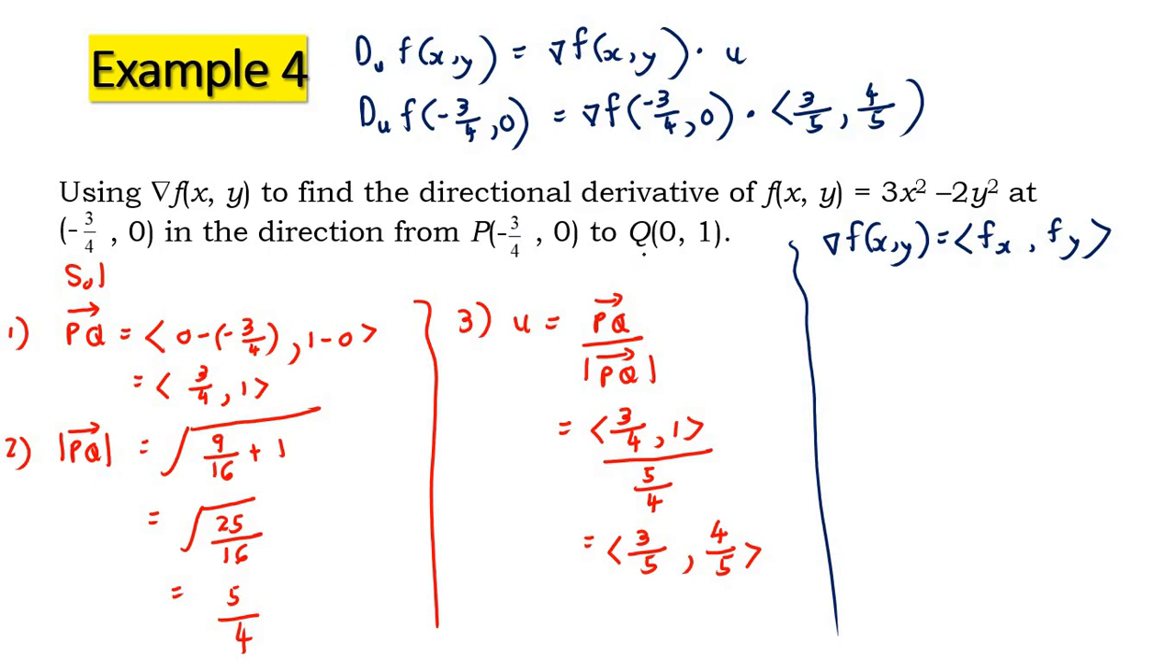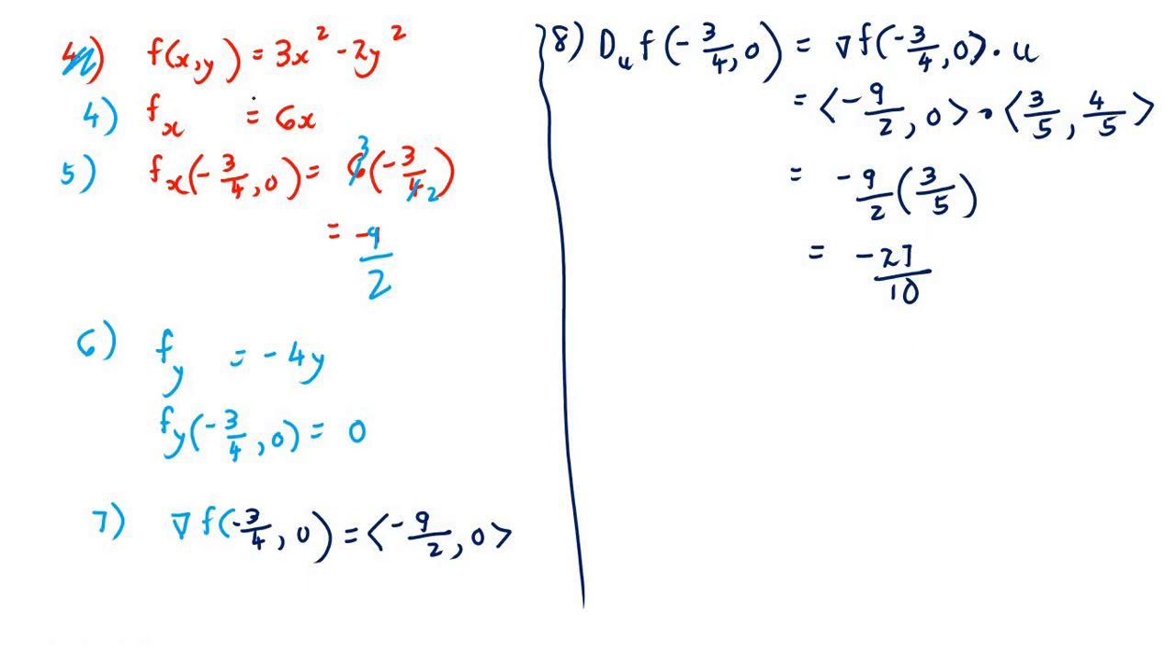So x1 deduct x0 is at the component i, y1 deduct y0 is at the component j, and then you find the magnitude PQ. Once you can find the unit normal vector, which is vector PQ divided by magnitude of PQ. Then, as usual, from f, we find fx, then fx at the point negative 3, 4, 0, and we find fy at the point negative 3, 4, 0.